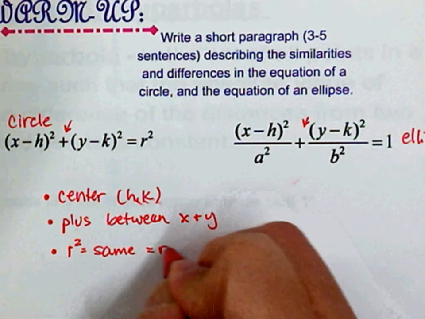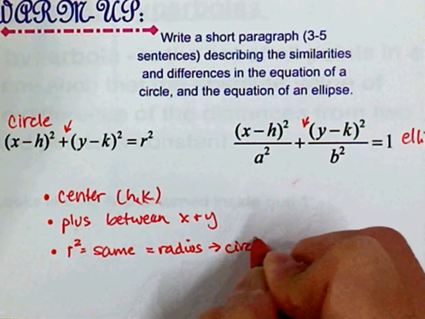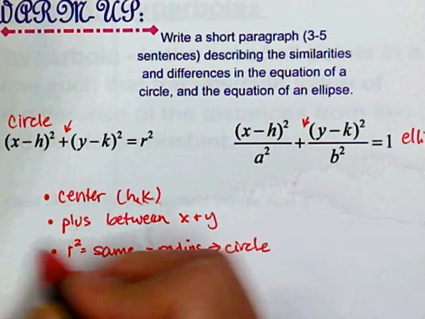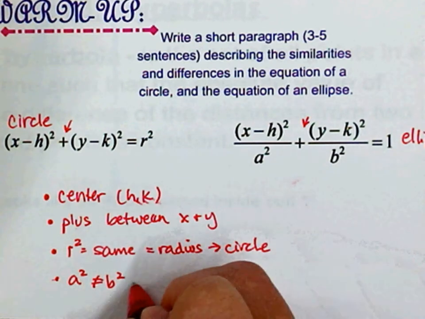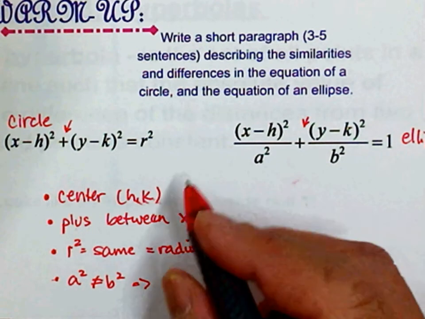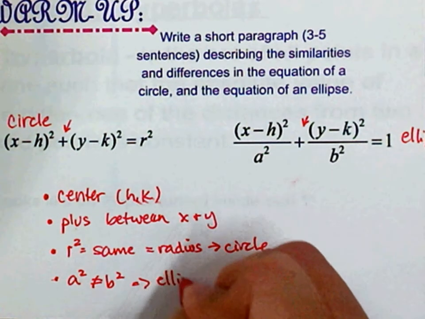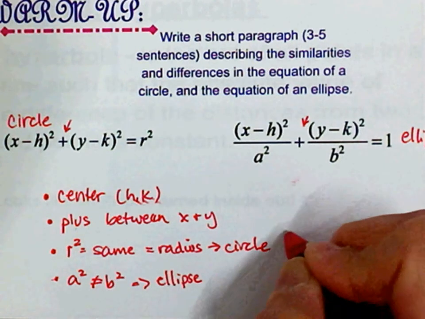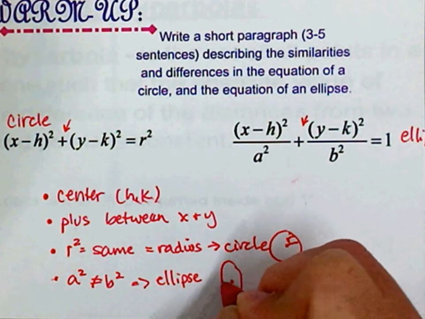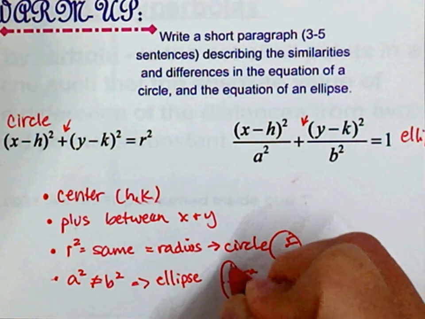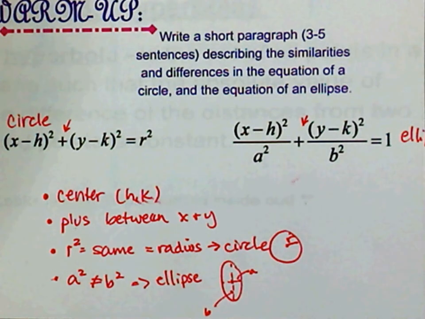So that's how you get a radius and a picture that is a circle. Over here, your A square and B square are not the same. And that's why you have a circle that is either flattened, which is compressed, or stretched. And that's how you have an ellipse. So in a circle, the distance around would be the same. In an ellipse, your A and your B are different. So there are some differences.